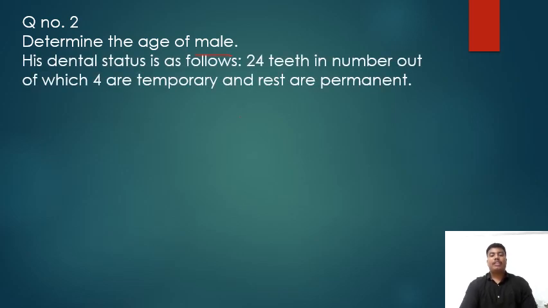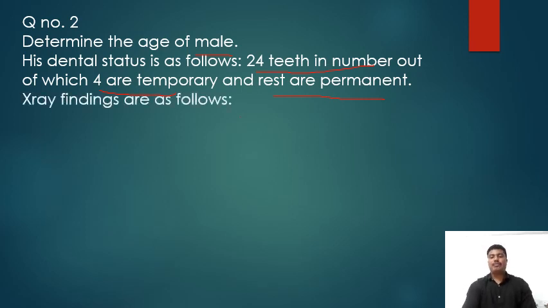Question number 2. Determine the age of the male. So here the subject is male. Okay. His dental status is as follows. 24 teeth in number, out of which only 4 are temporary and the rest are permanent. That means the child is of mixed dentition age, which is 7 to 12 years. Okay. But there are only 4 temporary teeth left, which are canines. So the child is greater than 9 or 10 years. Okay.